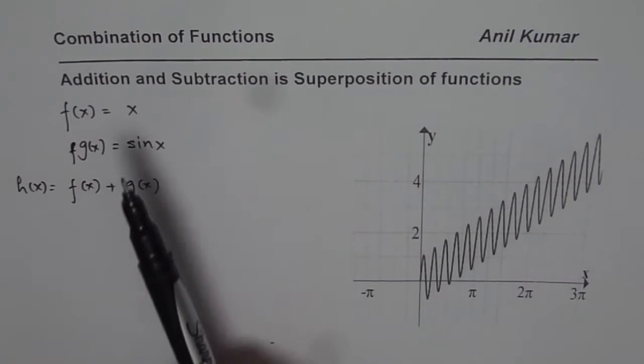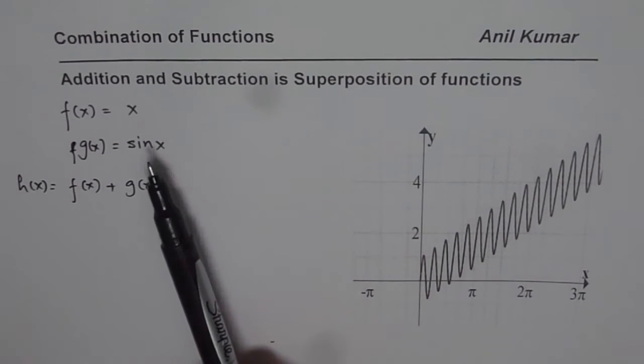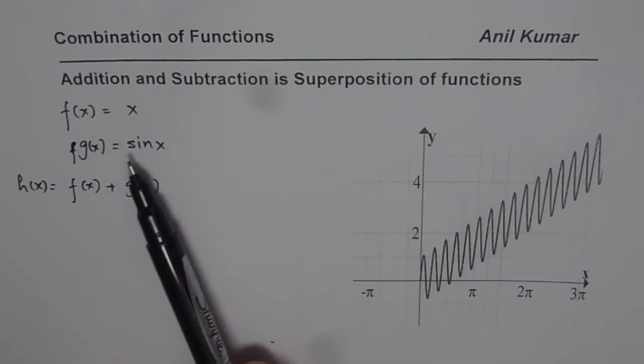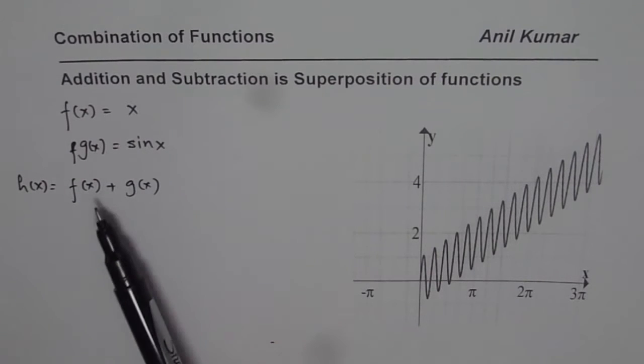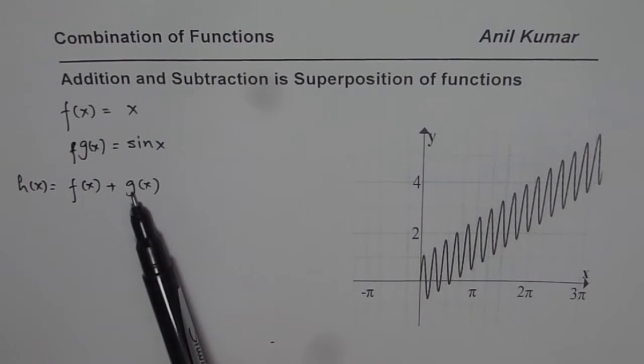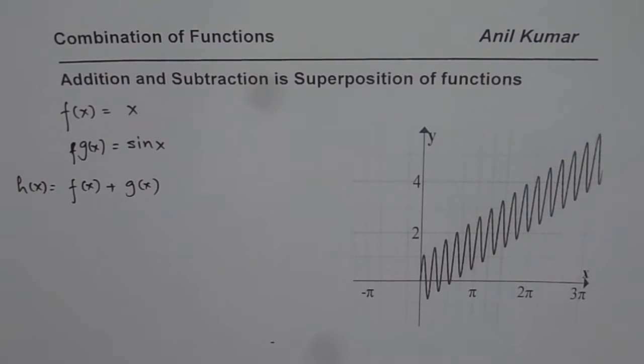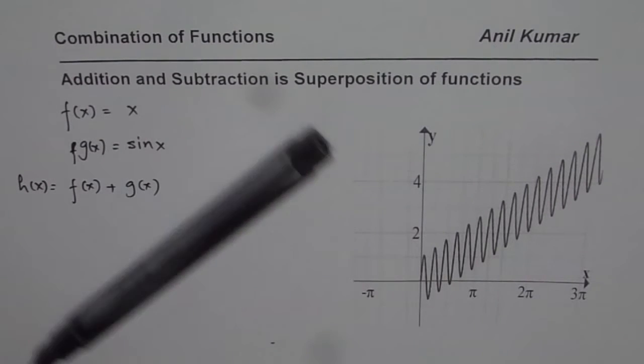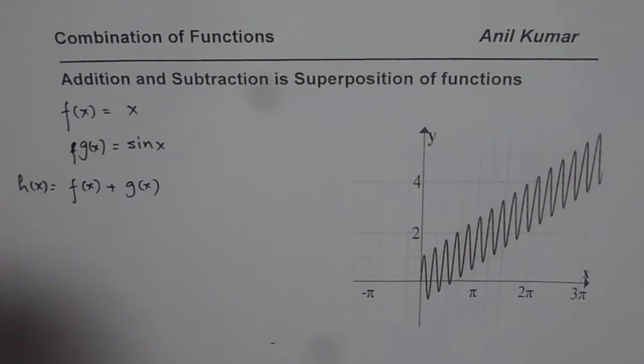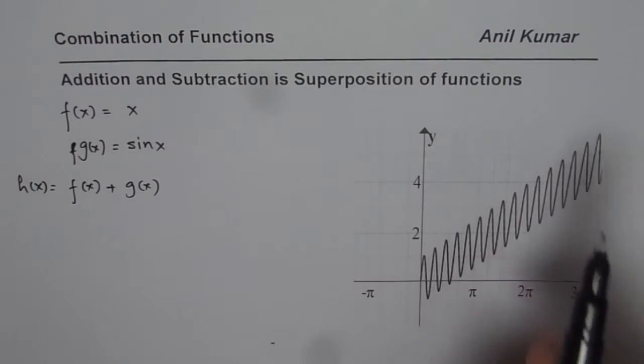Now, these two functions have no restrictions on their domain, so they can be added, or this operation of combination of the function can be performed on the domain of real numbers. There is no restriction. That is one part. And second thing which we should realize is that when we combine these two functions, then the result is superposition of one over the other.